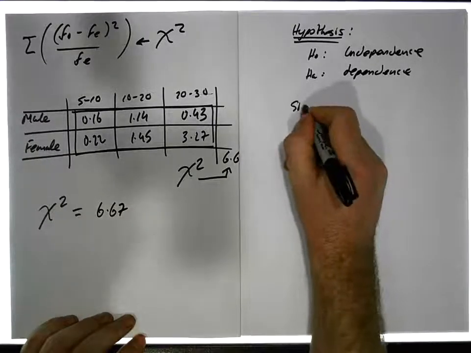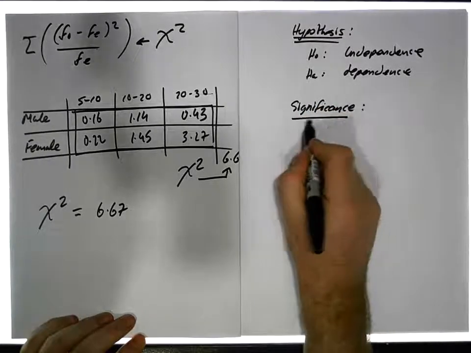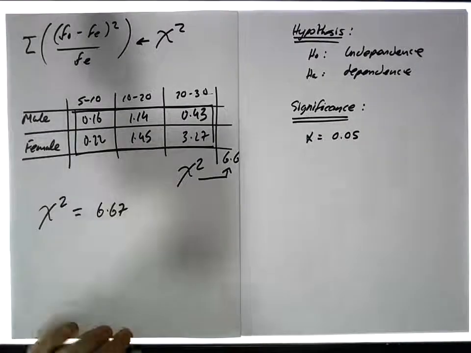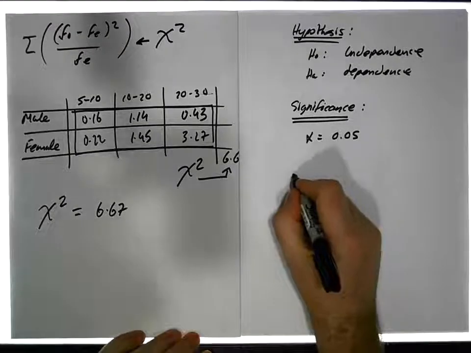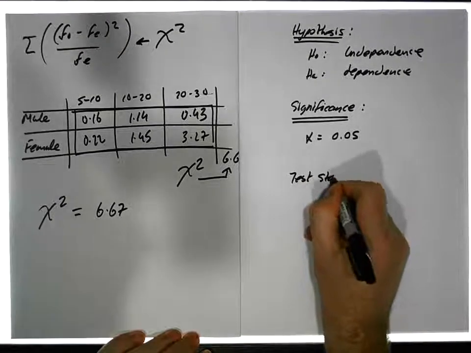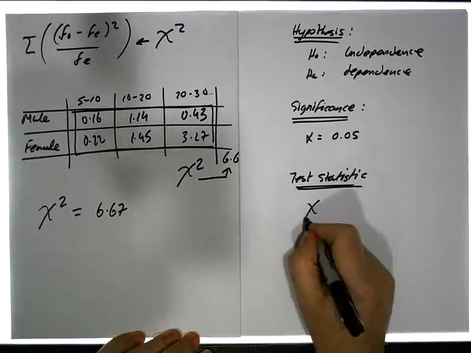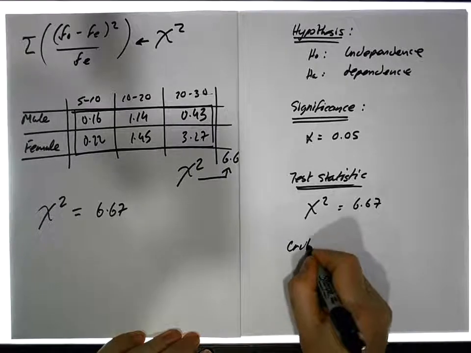Now we have the significance level. Well, we have alpha is equal to 0.05. Okay, so 5%. Once again, this is a one-tailed test. We have our test statistic. Its chi-squared is equal to 6.67. Then we calculate our critical values.